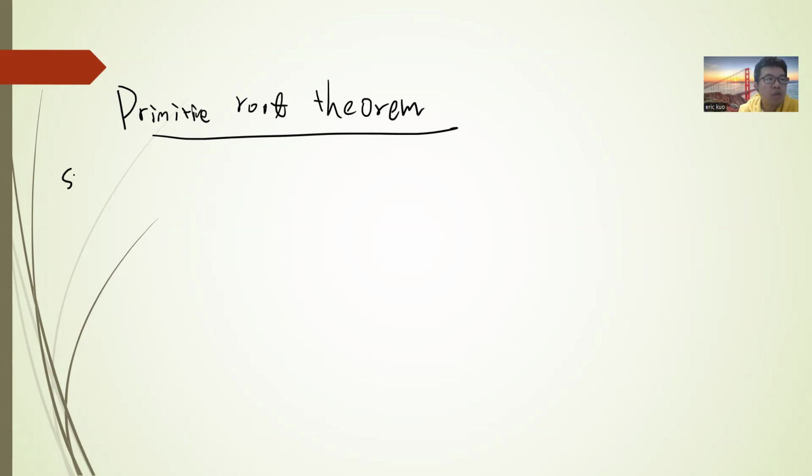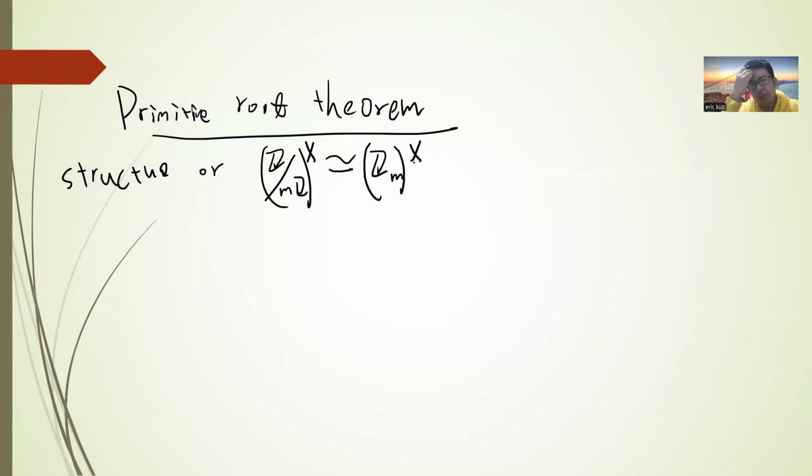Basically, the idea is that we are going to study the structure of the multiplicative group of Z mod mZ. Let me just use Z_m for simplicity. We need to study the multiplicative group of this, and in order to do this, we need to define primitive roots. So let me just write down.